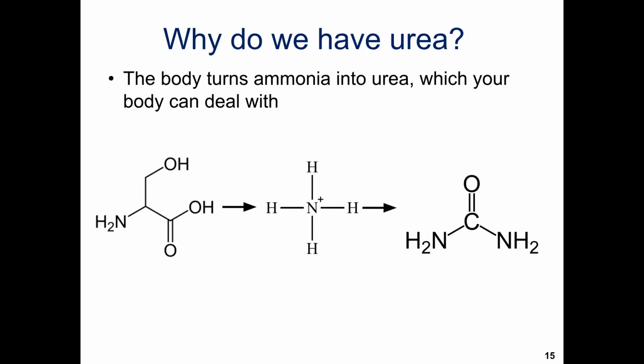So this is the reason you have urea in your body, is to avoid these kind of dangerous nitrogen components or nitrogen molecules like this ammonia here. So we have urea because it's easier for us to deal with than ammonia.